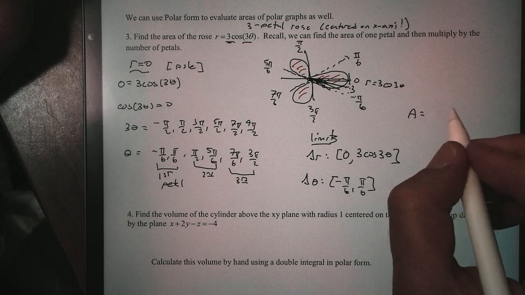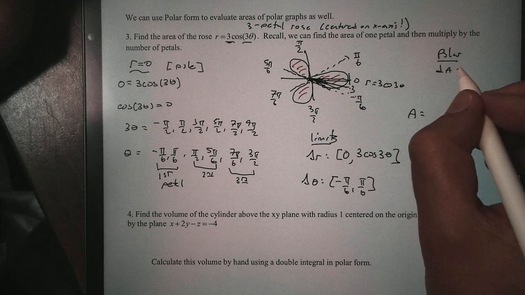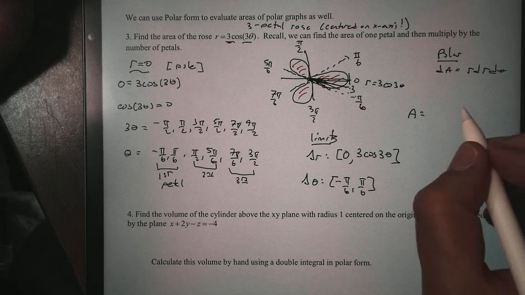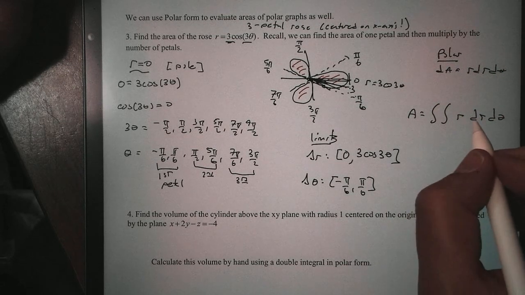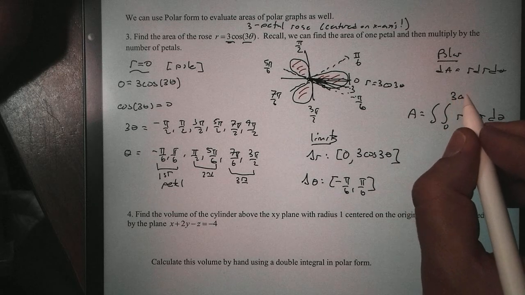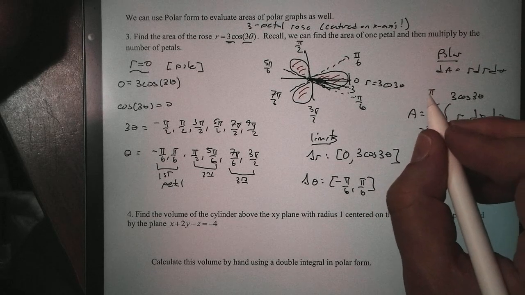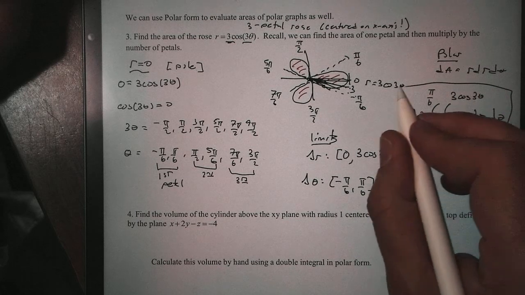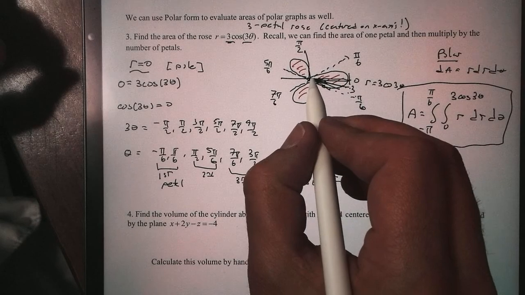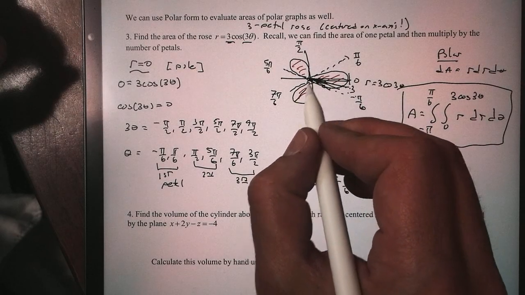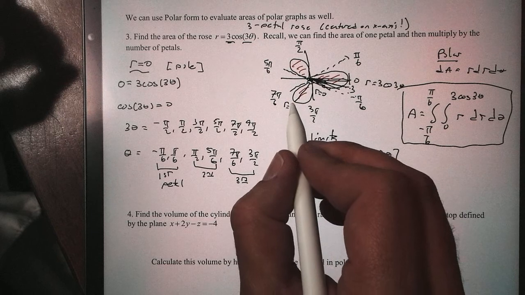So to get our area, since we're using polars, the change in area is r dr d theta. So my double integral of r dr d theta, with my radius going from 0 to 3 cosine 3 theta, while theta goes from negative pi over 6 to positive pi over 6. And that will give us our area right there. So be careful. Remember, the smallest my radius is going to be is 0, and the largest my radius is going to be at any given time is my function itself.